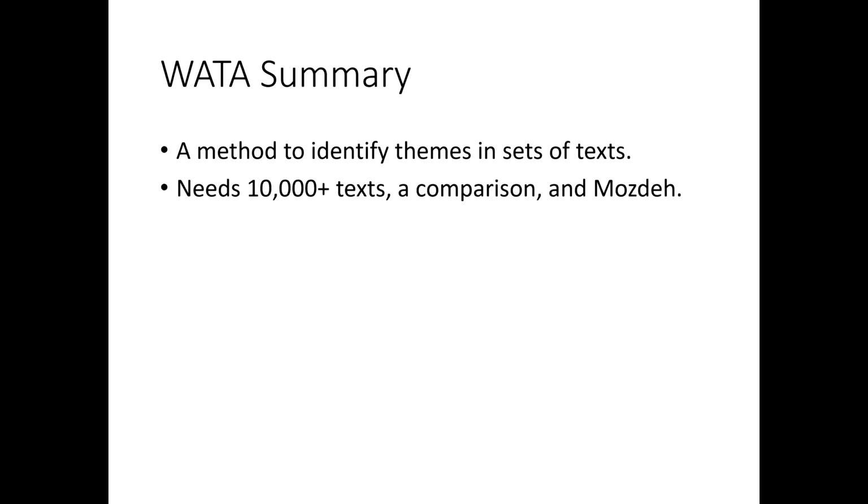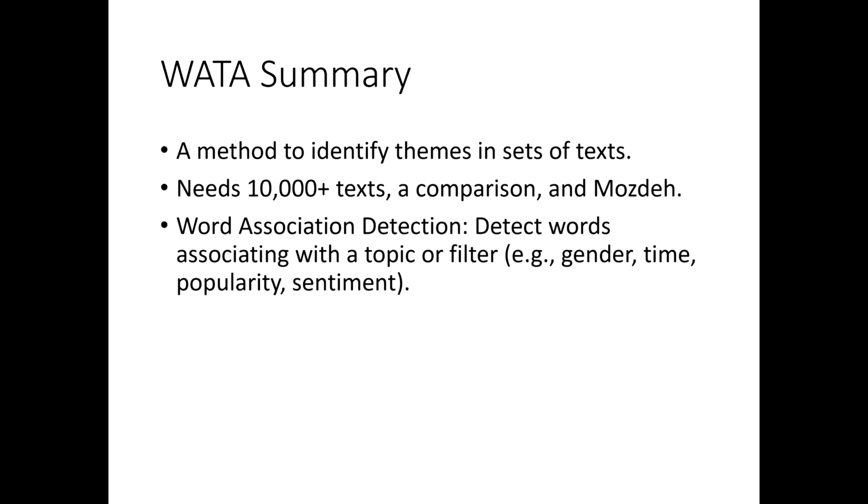To summarize word association thematic analysis, it's a method to identify themes in sets of texts, as we've seen. Usually we need 10,000 texts or more. We also need some kind of comparison, even if it's with text outside your project, and we need Mojday for the processing. The first stage after collecting your data is word association detection, and for this, Mojday detects words associating with a topic or a filter, such as gender, time, popularity, or sentiment.